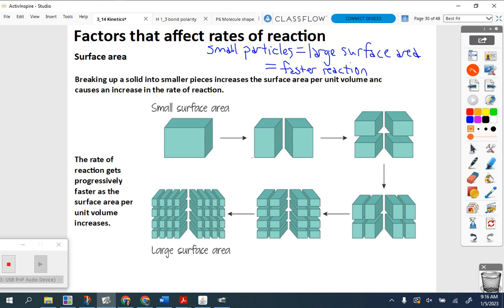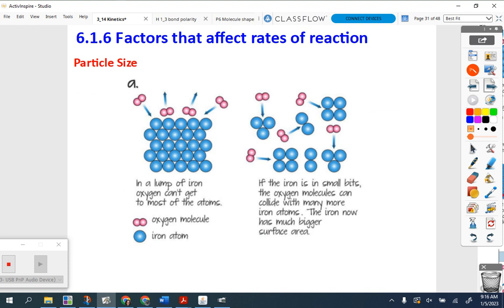So larger surface area means smaller particle size means faster reaction. Yes? So, does the faster reaction count as changing the frequency? You can think about how many collisions you can have with a smaller surface area versus a large surface area. We're changing the frequency of collisions.